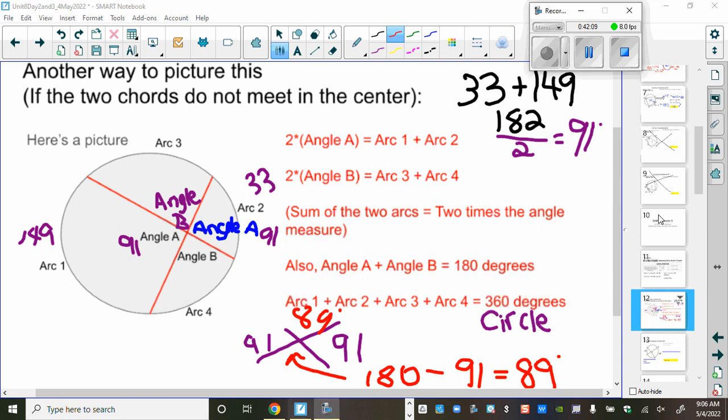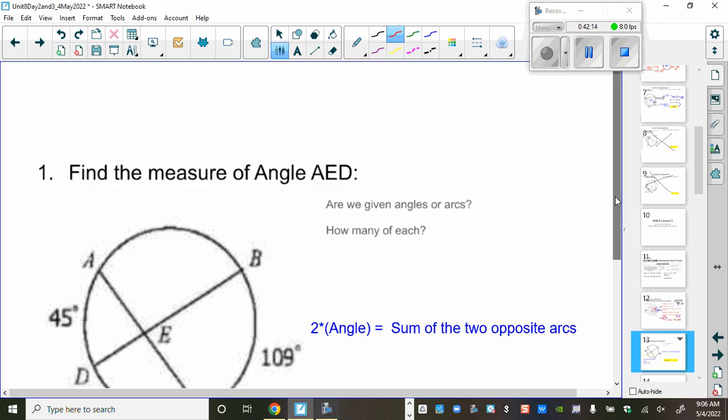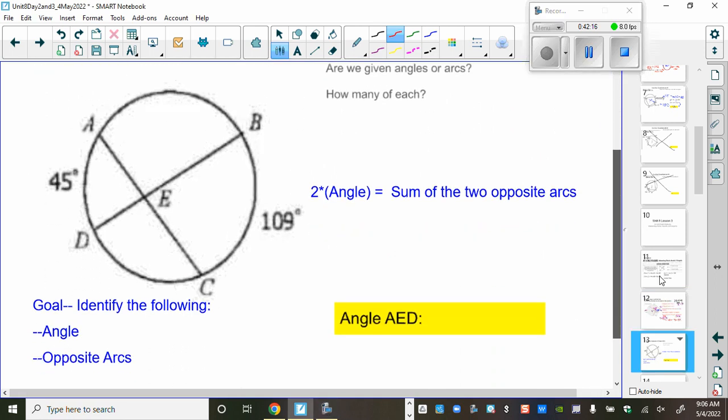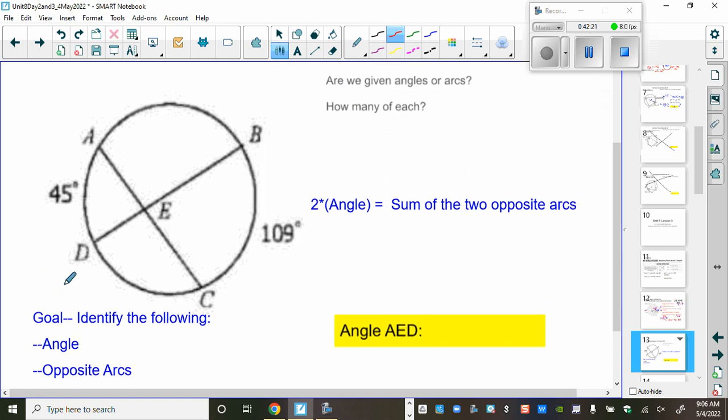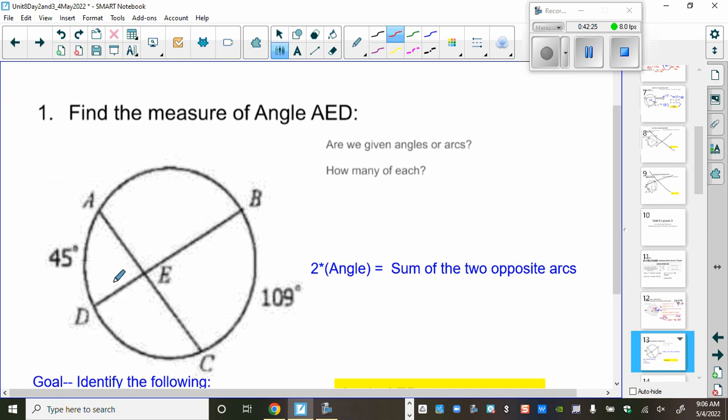All right, here we go. So here's what we have going on here. You see that our goal, what are we given here? Arcs or angles? What's given to us? 45, 109. Are they arcs or angles? How many? Two arcs.